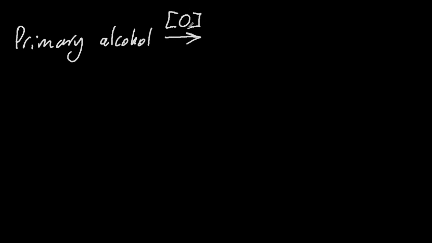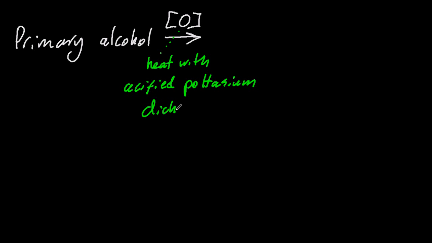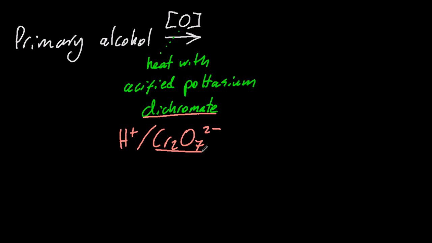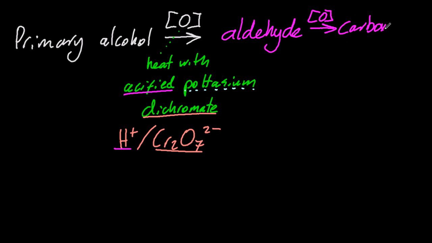A primary alcohol, if you oxidize it, hold on, what's that kind of square brackets with an O? Well, that means oxidize. For IB, that is heat with acidified potassium dichromate solution. You need to remember that formula for dichromate. And if you don't say acidified and if you don't say heat, it's wrong. You don't need to say potassium though. If you oxidize a primary alcohol, it makes an aldehyde, and if you continue oxidizing it, it makes a carboxylic acid.